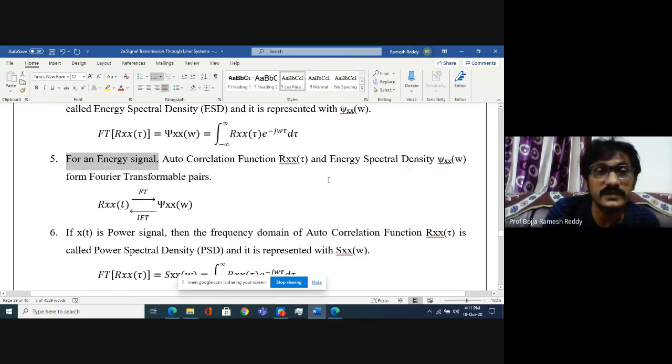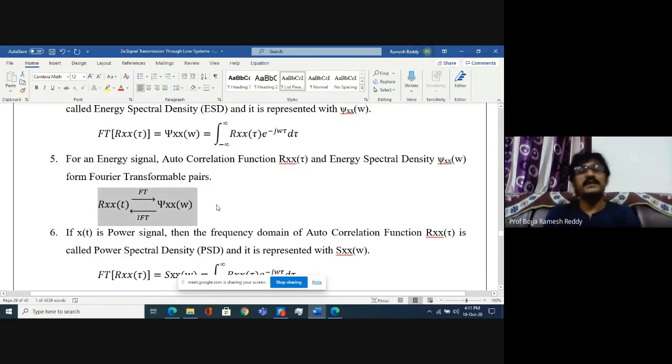Autocorrelation function and energy spectral density form Fourier transform pairs. There are standard pairs: impulse signal and DC signal are Fourier transformable pairs. Rectangular signal and sinc signal are Fourier transformable pairs. Triangular signal and sinc square signal are Fourier transformable pairs. Gaussian signal and Gaussian signal are Fourier transformable pairs, which is a special case, since the Fourier transform of a Gaussian signal is a Gaussian signal only. Similarly, autocorrelation function and energy spectral density form Fourier transformable pairs.